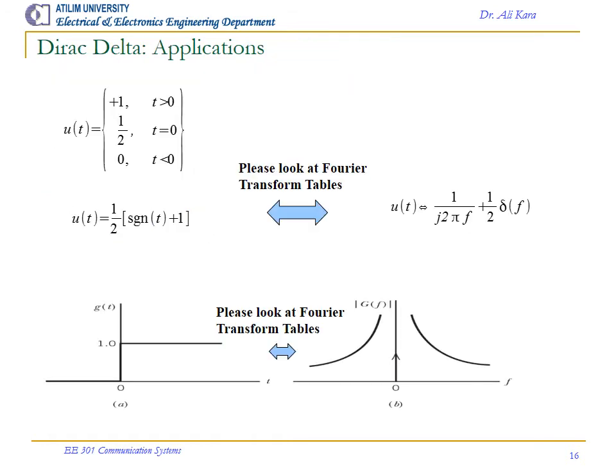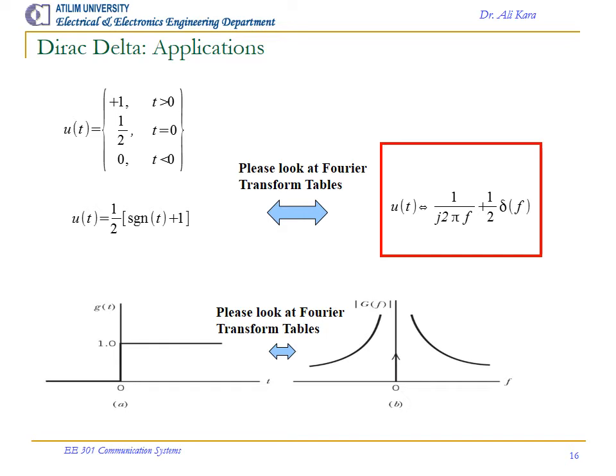Dirac delta applications. Unit step function. Remember how the unit step function was defined? It takes the value positive 1 for t greater than 0, it is 1 over 2 for t equals 0, and it is 0 for t less than 0. Remember signum of t, we can write the unit step function in terms of the signum function. u of t is equal to 1 over 2 times signum of t plus 1. We employ the Fourier transform to the unit step function, written in terms of the signum function.